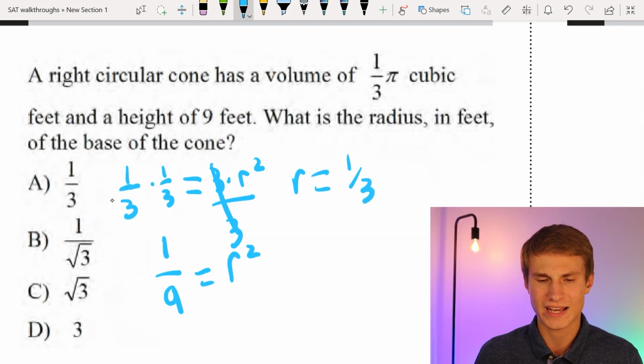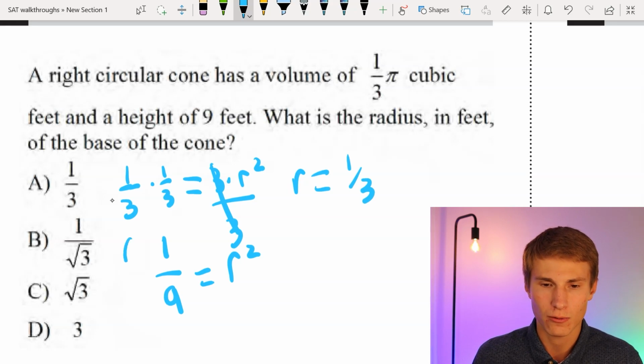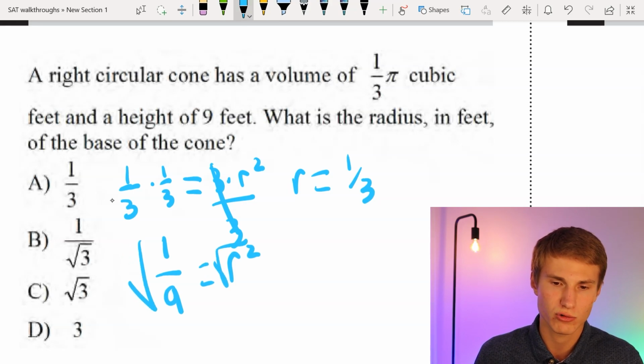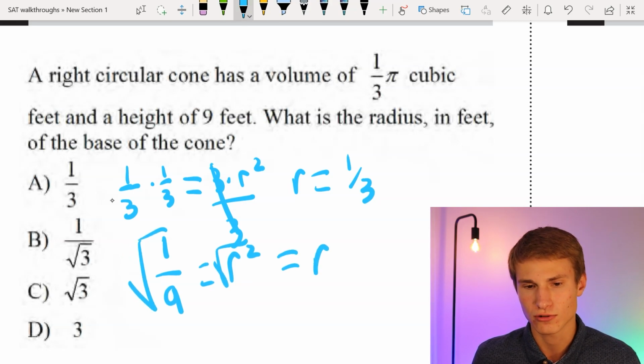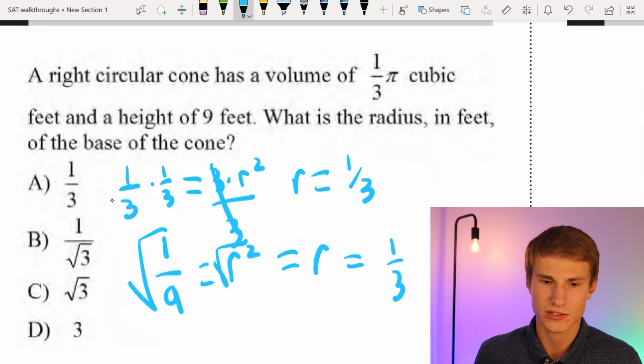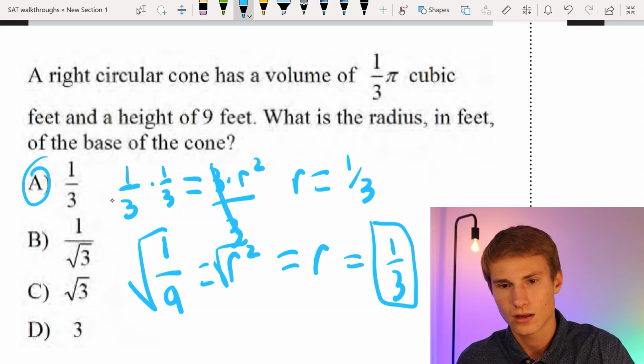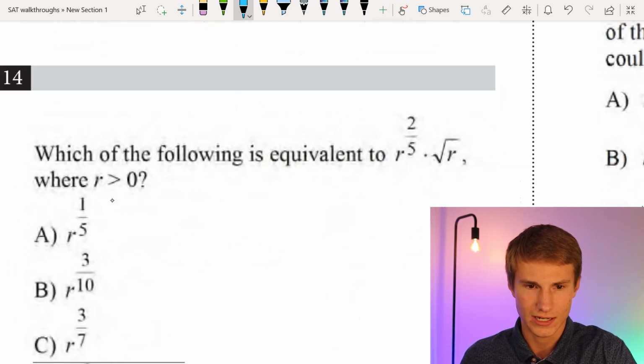If you didn't, and you went ahead and took it down to here where you have that 1/9 equals r squared, then from there, you know that all you're going to do is square root each side. Square root of 1/9 is going to end up giving you your radius, which is going to be 1/3. Okay, so answer here is going to be 1/3 for our radius. So our answer is A. All right, moving on to number 14 now.